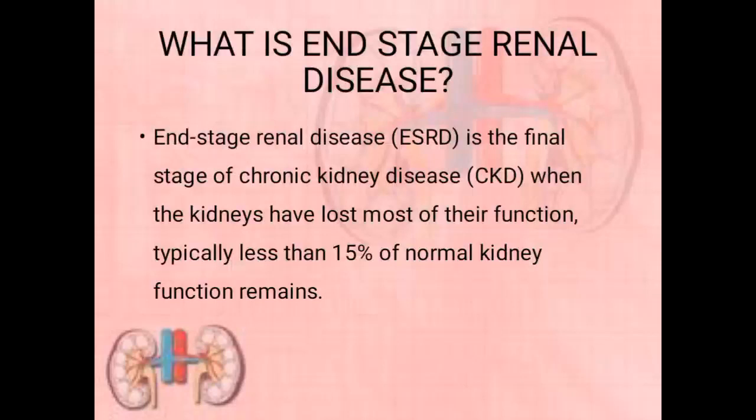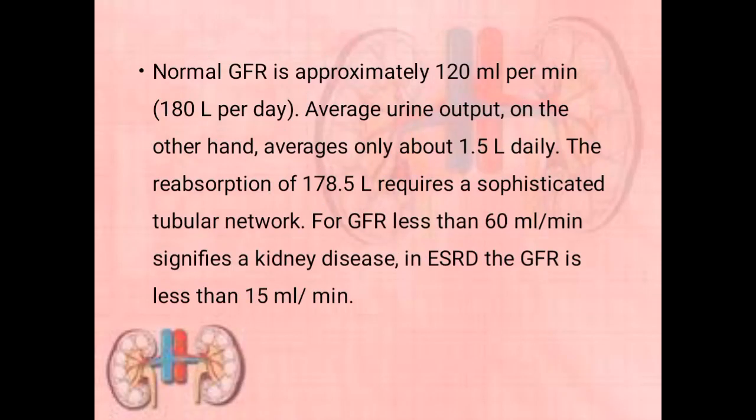End stage renal disease is the final stage of chronic kidney disease when the kidneys have lost most of their function. Typically less than 15% of the normal kidney function remains. The normal GFR, the glomerular filtration rate, is approximately 120 mL per minute, giving us 108 liters per day passing through your kidney, being filtered and reabsorbed. The average urine output, on the other hand, is only about 1.5 liters daily. The reabsorption of 178.5 requires a sophisticated tubular network.